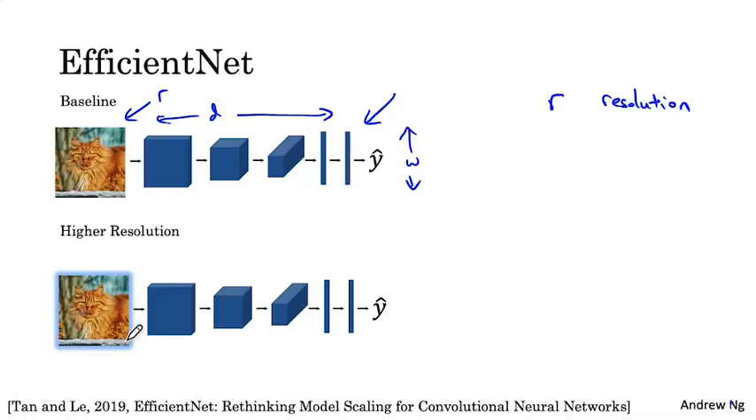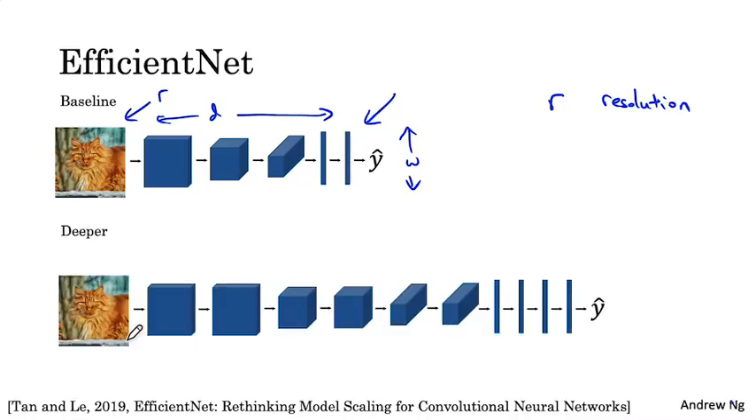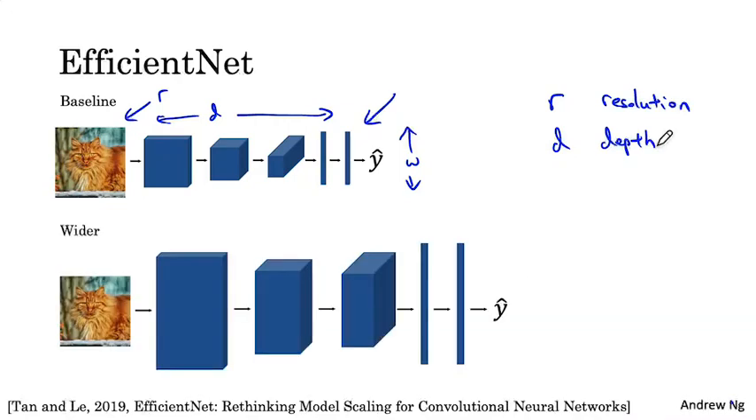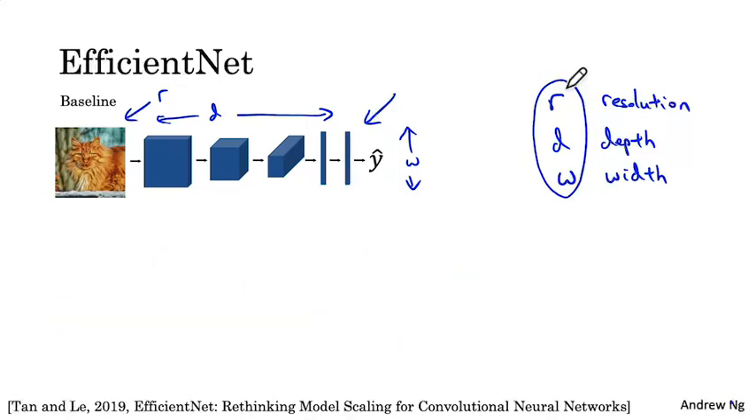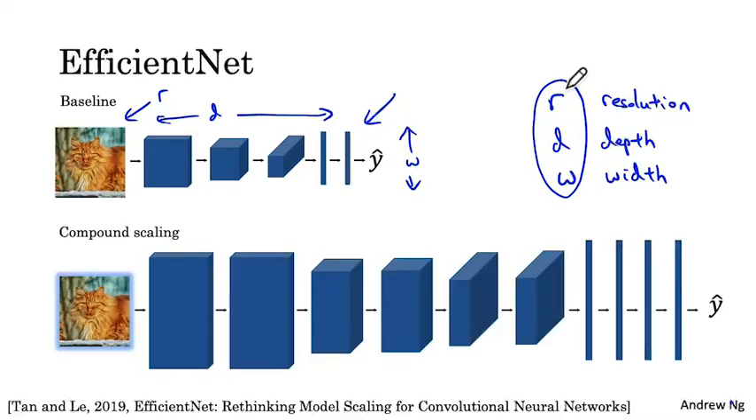Or you could make this network much deeper, so you could vary D, the depth of the neural network, or you can make the layers wider. So you can also vary the width of these layers. So the question is, given a particular computational budget, what's a good choice of R, D, and W? Or depending on the computational resources you have, you can also use compound scaling, where you might simultaneously scale up or simultaneously scale down the resolution of the image and the depth and the width of the neural network.